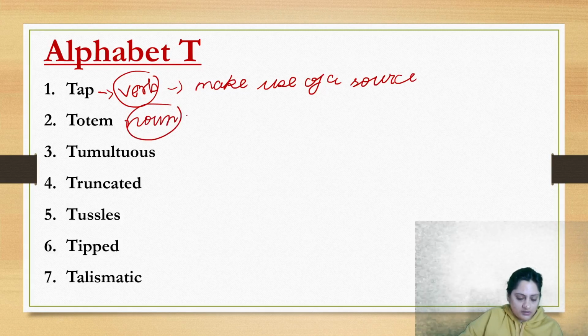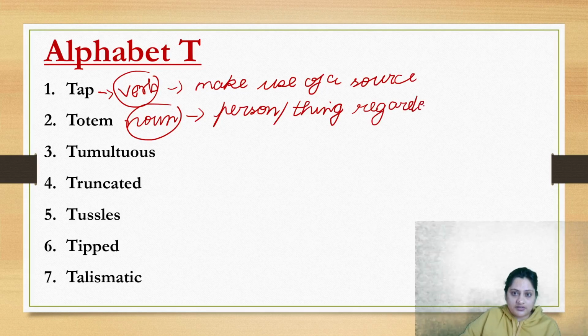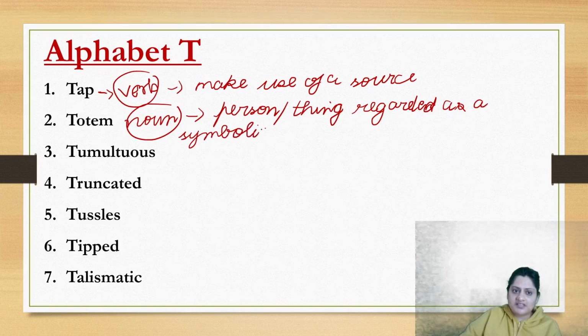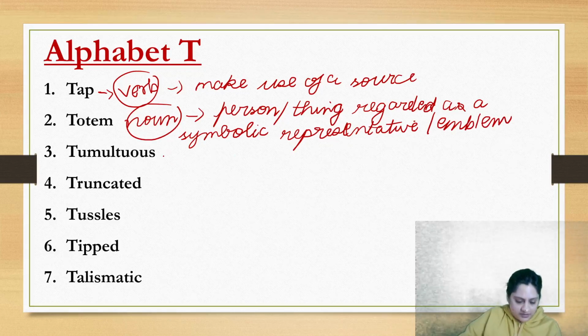Totem is a noun word which we use for a person or thing regarded as having symbolic or representative of a particular quality. Person or thing regarded as a symbol of a quality, a symbolic representative. Like an emblem, how we say the emblem shows the symbol of something.